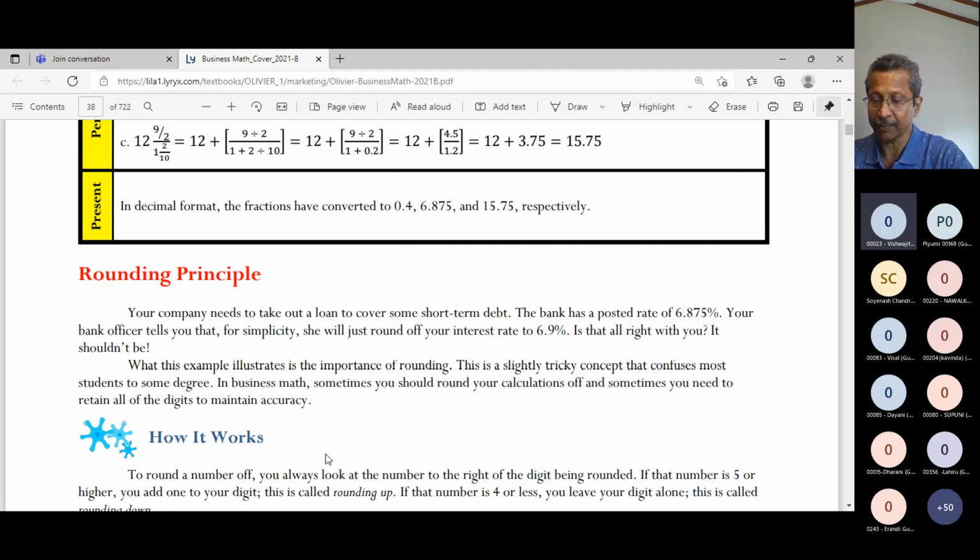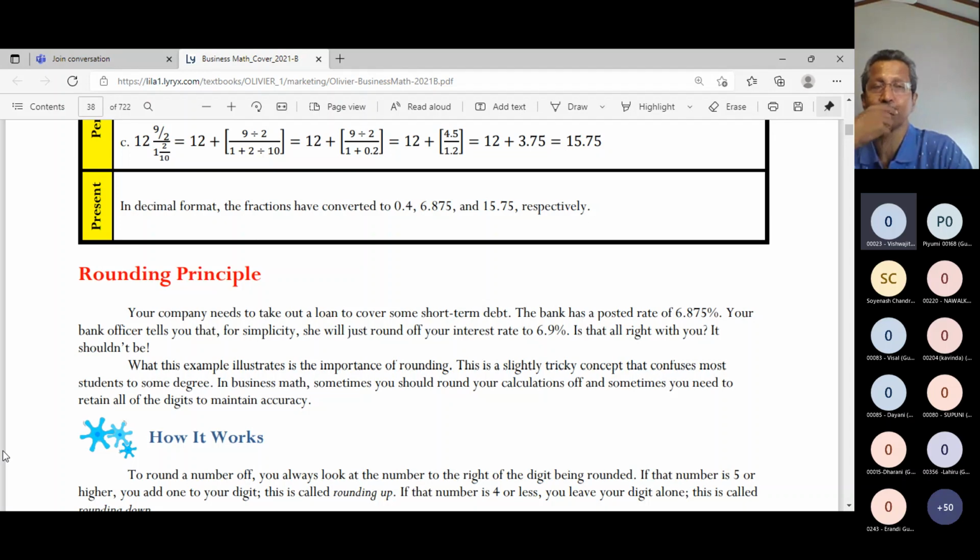Now we have learned fractions and decimals. Now the rounding principle. Let's talk about rounding first. What is the rounding principle? We round off some numbers that are too long, to the length we need. For example, say we are going to the bank. The bank has put the loan interest rate at 6.875, and for simplicity the bank will round it off to 6.9%.